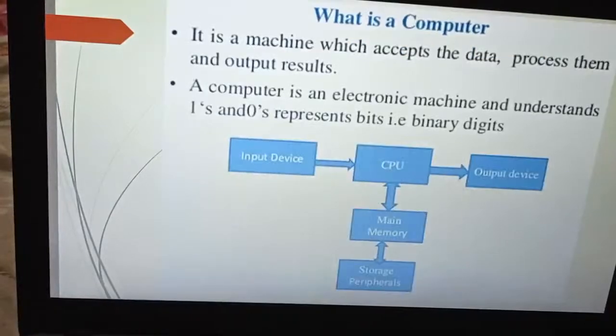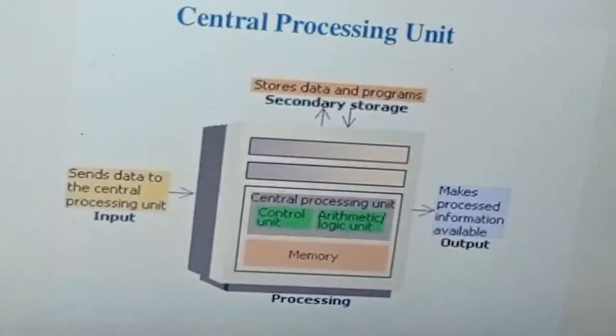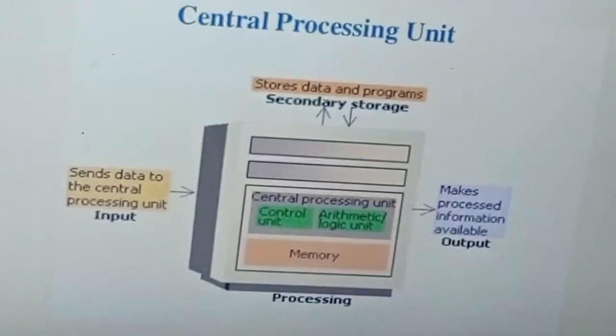Coming to the block diagram, it consists of input devices that give the input, a processing unit that processes it, and output devices. In between, the CPU consists of memory as well as peripherals. This is the CPU.